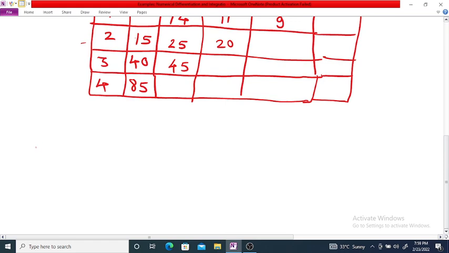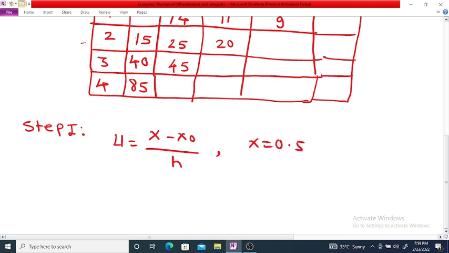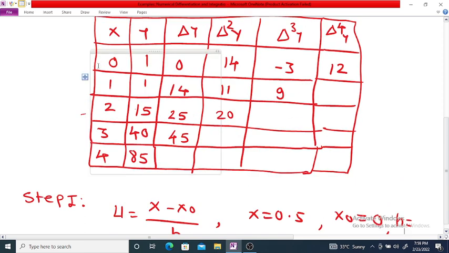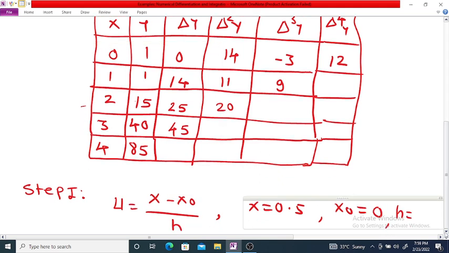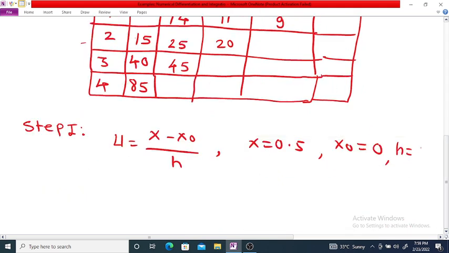Next, step number 2, we want to determine the value of u. So u is equal to x minus x0 divided by h. Here x is 0.5, that is, we want to determine the derivative at x is equal to 0.5. x0 is the initial value, which is 0, and h is the difference between the successive values of x. You can see 1 minus 0 is 1, 2 minus 1 is 1, 3 minus 2 is 1, they are equally spaced with a difference of 1. So h is equal to 1.